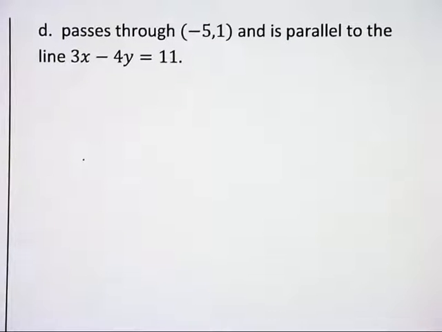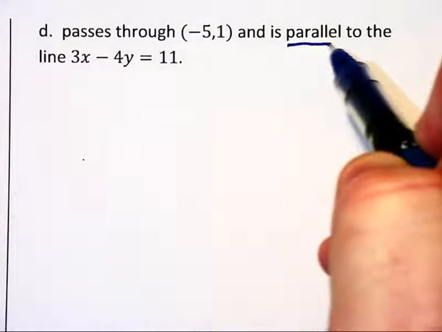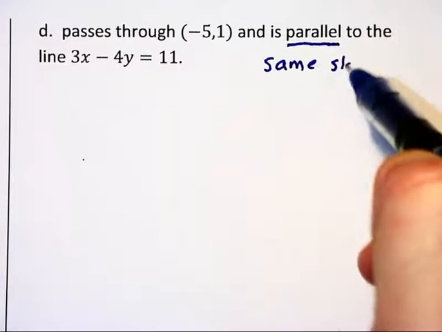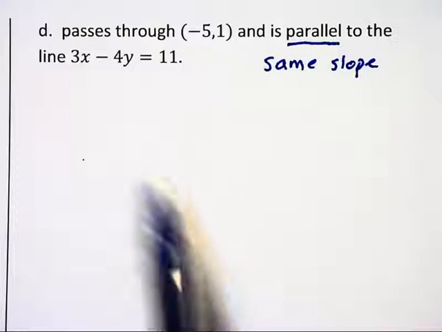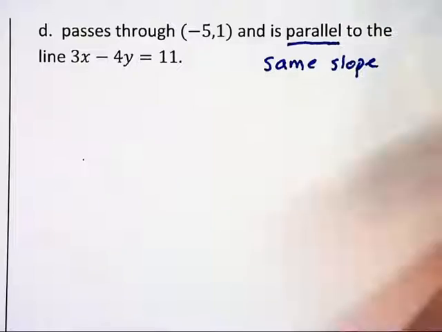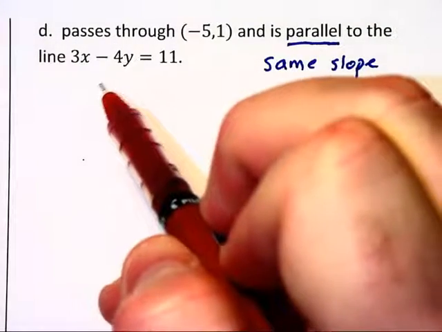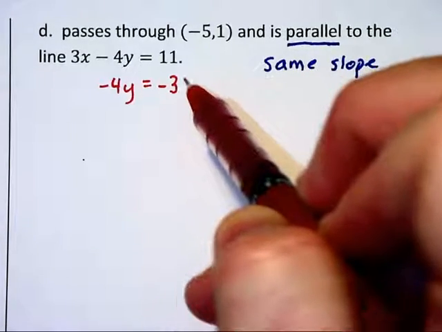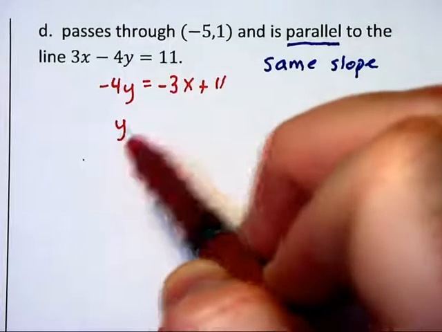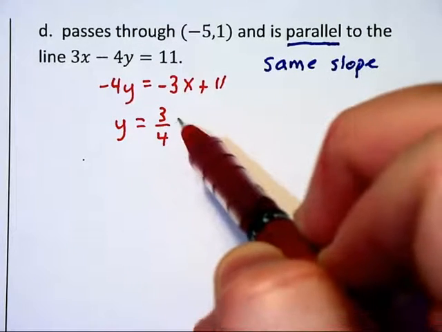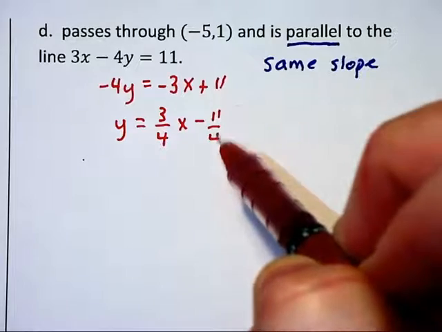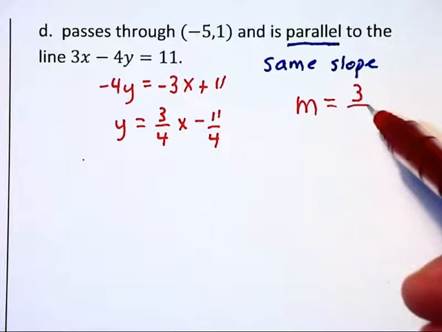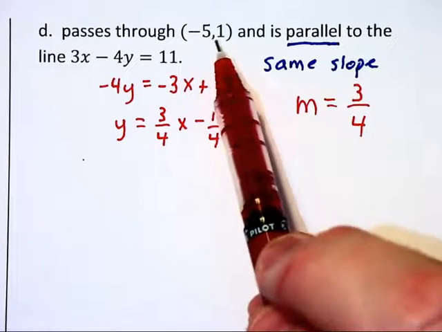In this 4th problem, we are given a parallel clue. And anytime we see the word parallel in an algebra class, we should be thinking the 2 words same slope. So we want the line to have the same slope as this given line. So we will find the slope of this line by putting it into slope-intercept form. And let's subtract 3x on each side, and then divide each side by -4 to find that there is a slope of 3/4 for this line. So we want to use that slope 3/4 in our problem as our slope along with that point.